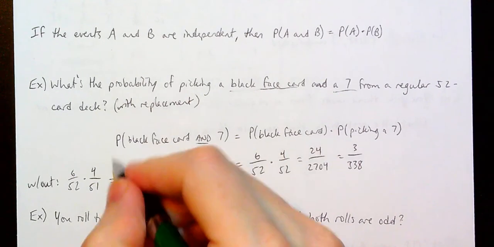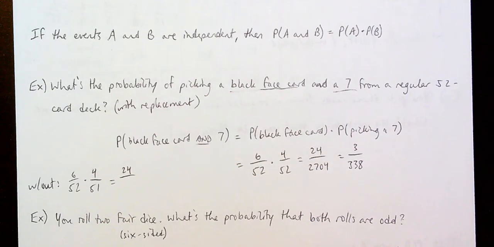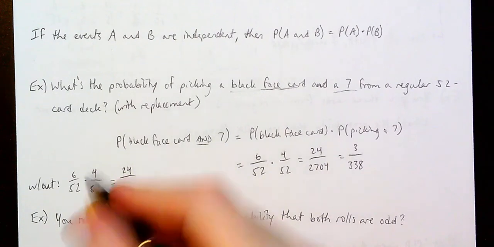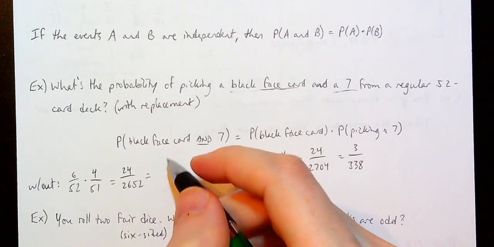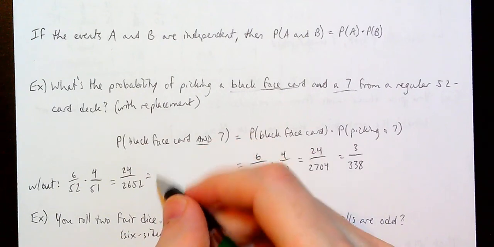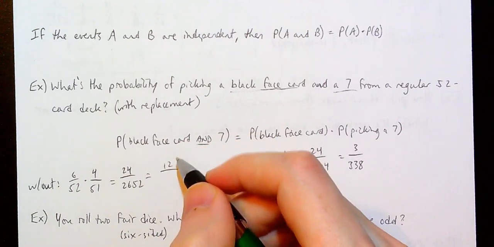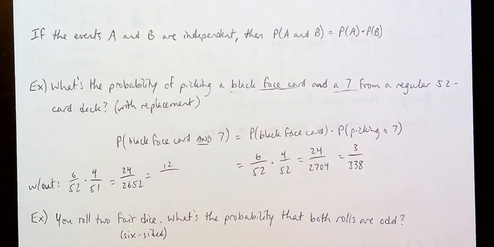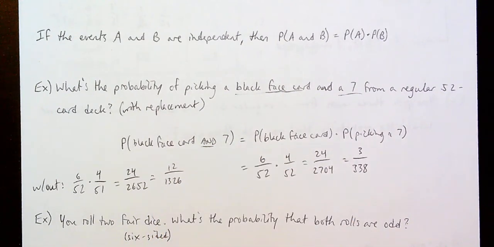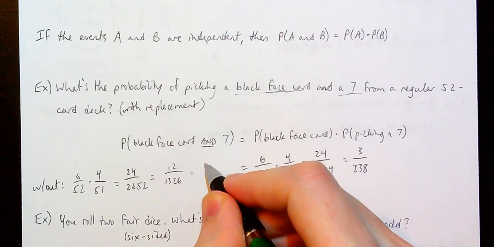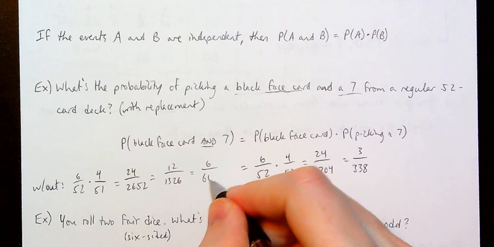So this is equal to 24, because again, we're just multiplying the tops. And 52 times 51, if you plug that into your calculator, you get 2,652. And if you simplify that at least a little bit more, you come up with 12 over 2,652. Divided by 2 is equal to 1,326. And this is equal to 6 over 663.